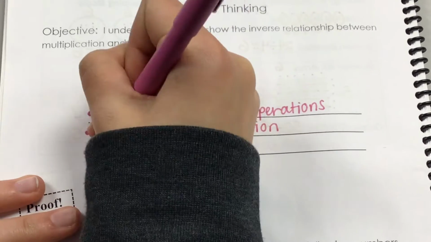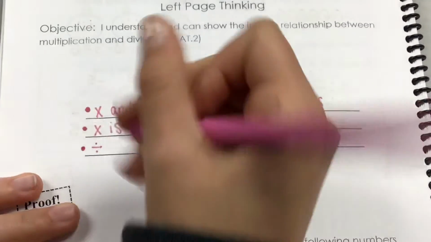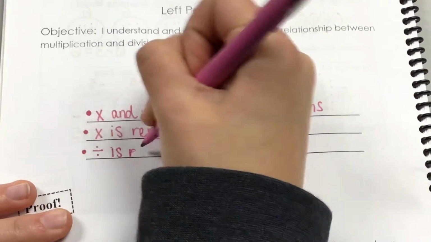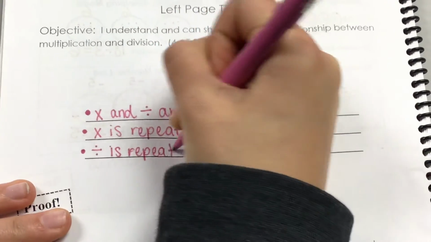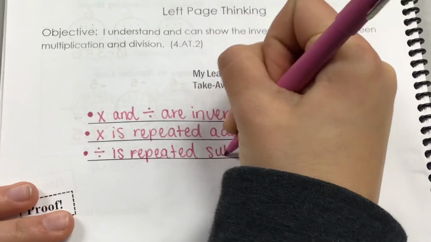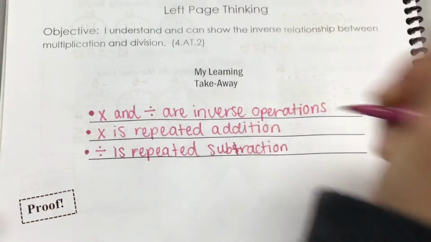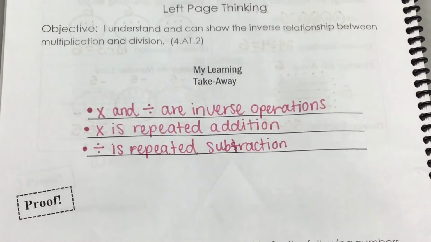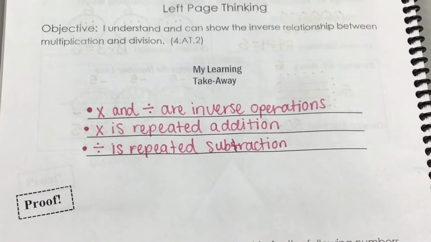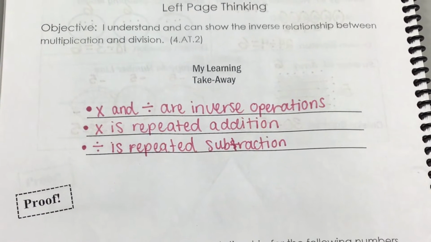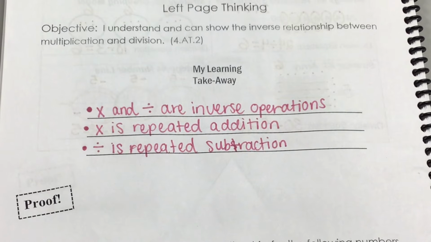So whereas multiplication is repeated addition, division is what? Repeated multiplication. Repeated subtraction. You guys are on top of it. Subtraction. That is a really great suggestion. Yay. You're right.